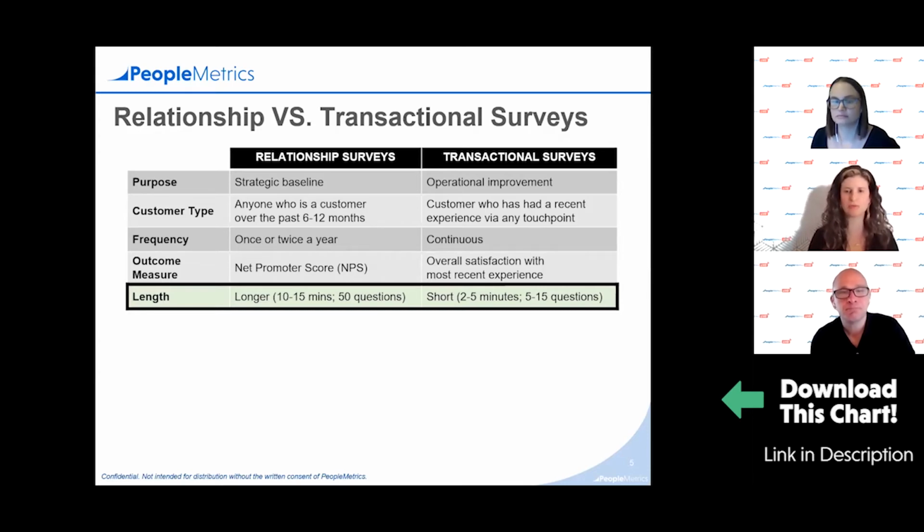And those are much more quickly completed, just in 2 to 5 minutes. So relationship surveys, we're asking a lot more questions and they're longer, whereas transactional surveys, we can keep them really short and get people on their way.